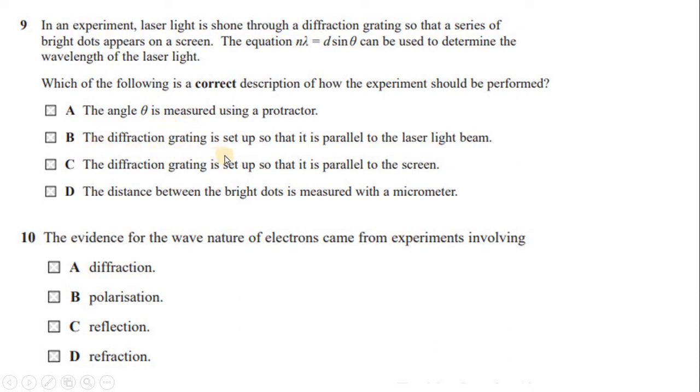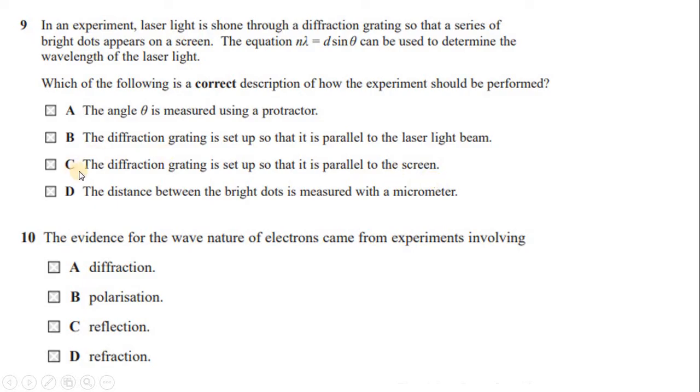The diffraction grating is set up so that it is parallel to the laser beam of light. No, if the diffraction grating is parallel, then light will not pass through the grating, so it cannot be option B. The diffraction grating is set up so that it is parallel to the screen.